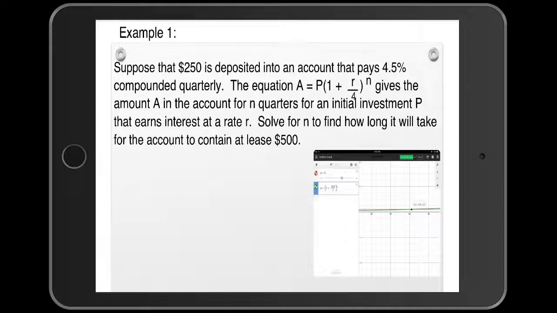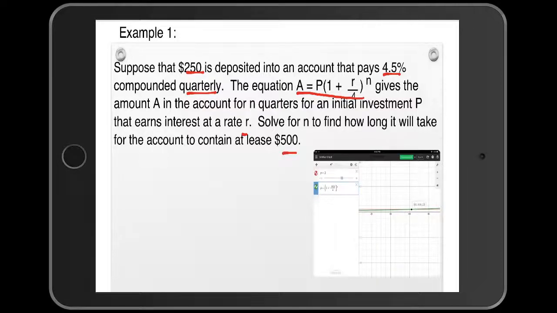this 2-question video. Number one, suppose that $250 is deposited into an account that pays 4.5% interest compounded quarterly. And this is the equation here that gives the amount A in the account for n quarters for an initial investment P that earns interest at a rate of R. Solve for n to find out how long it will take for the account to contain at least $500.